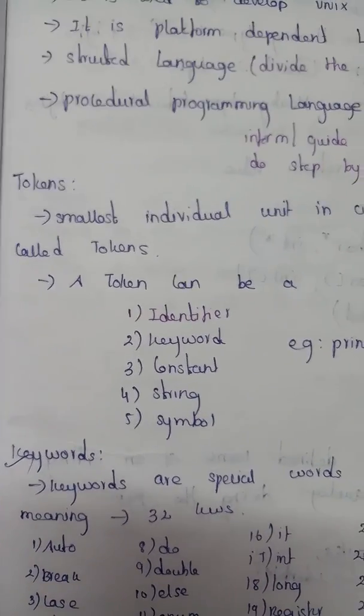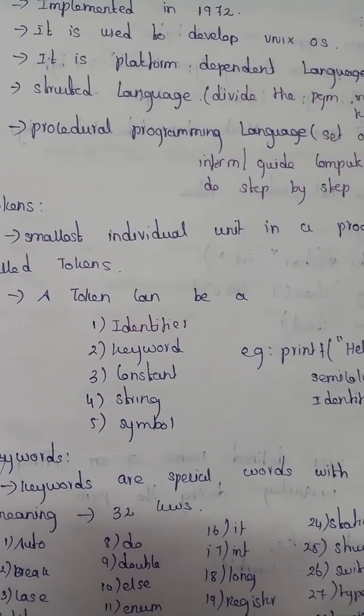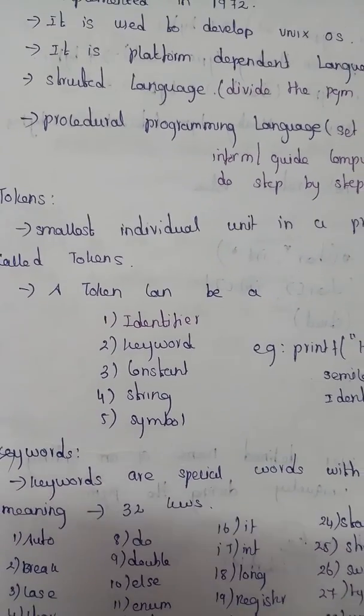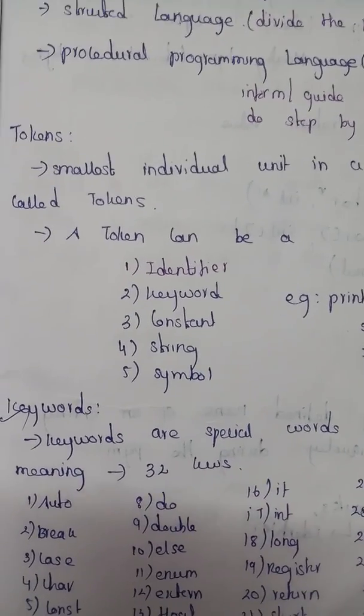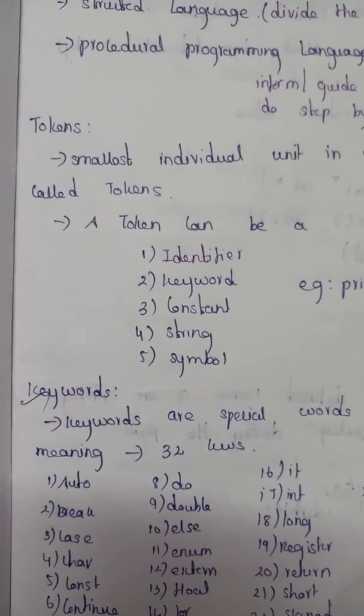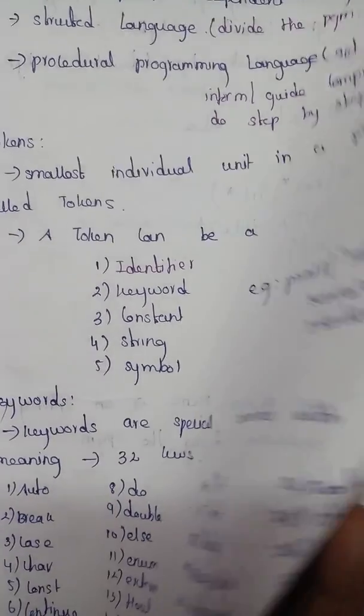And then the next one is keywords. Keywords are special words with a predefined meaning. There are 32 keywords. At least you need to know 10 to 15 keywords. Okay, you need to discuss about 10 to 15 keywords.